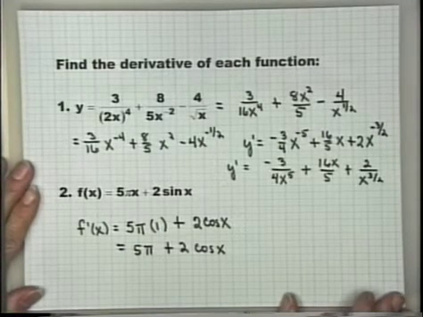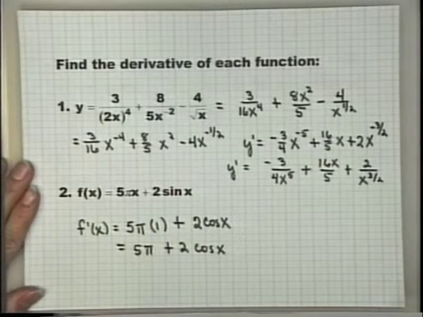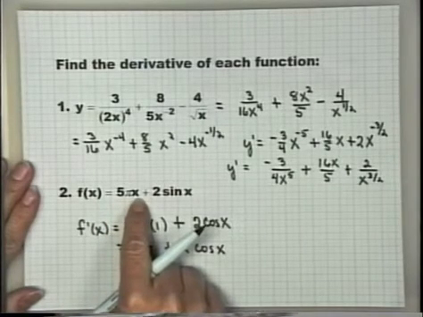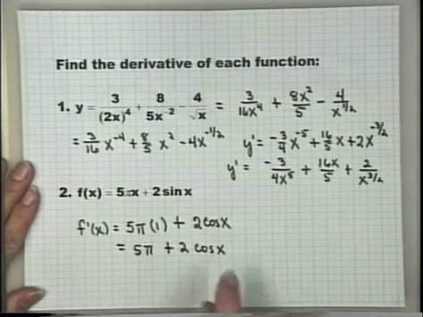Don't confuse, by the way, when you have a constant times a function versus just a constant by itself. Remember, the derivative of a constant by itself is 0. But if you have a constant times a function, the derivative is that constant times the derivative of the function. There you don't get 0.